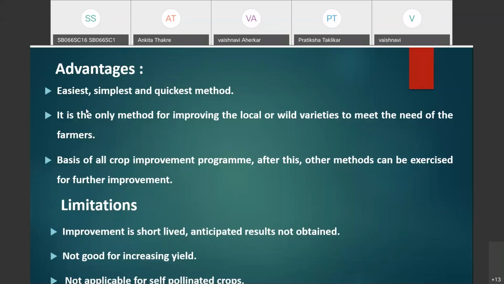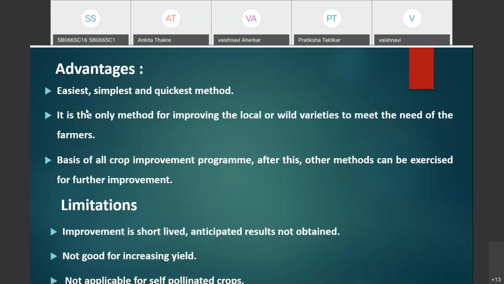Okay, that means for the development of a new variety in a cross pollinated crop, firstly the mass selection method is used. And when the genetic variation in the cross pollinated crop due to the mass selection is exhausted, later on other methods are used for the improvement of cross pollinated crops. Okay, these are the three most important advantages of mass selection.